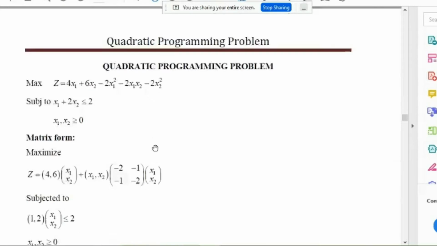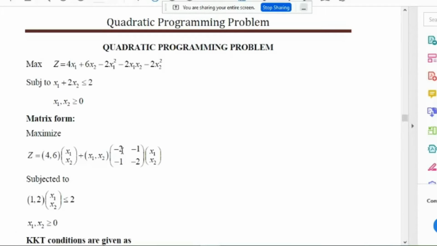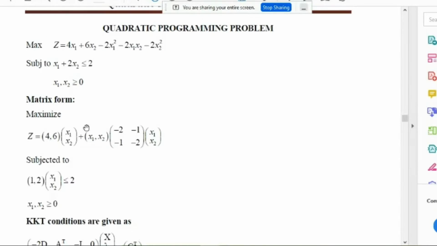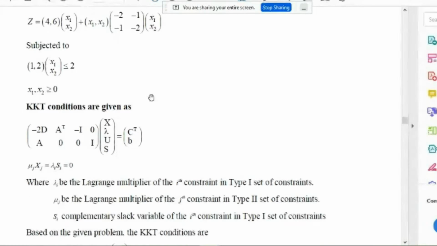So here, this one is the x1 square coefficient, this one is the x2 square coefficient. This is the x1 x2 coefficient divided by 2, and this also is the x1 x2 coefficient divided by 2. Then the given constraint also needs to be expressed in matrix form. From that we develop the Kuhn-Tucker conditions. If you develop the Kuhn-Tucker conditions in this matrix form, they will play the role of necessary conditions and the sufficient conditions.